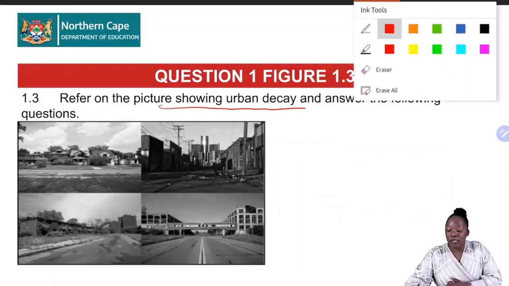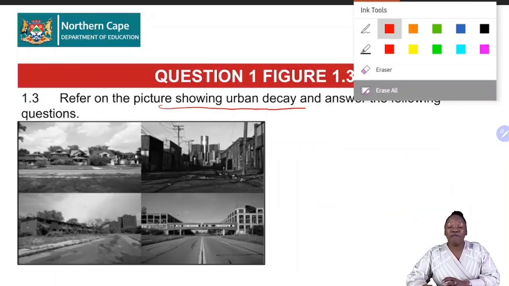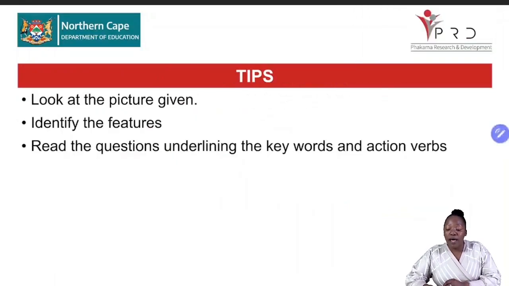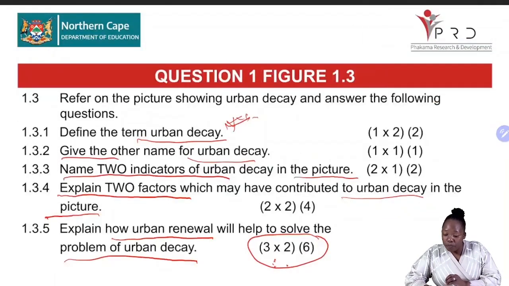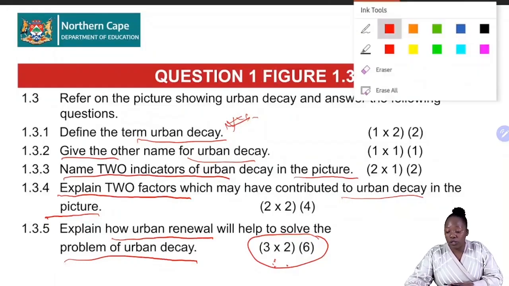With the hope that you are done identifying the features in the picture. So now let us display the questions. So you have 1.3.1 up to 1.3.5. I'm going to give you 10 minutes to work on these 5 questions, and then after 10 minutes, we will proceed to the corrections.